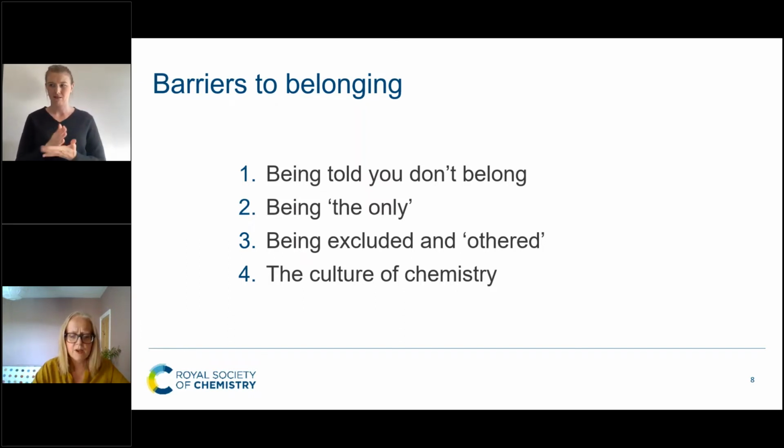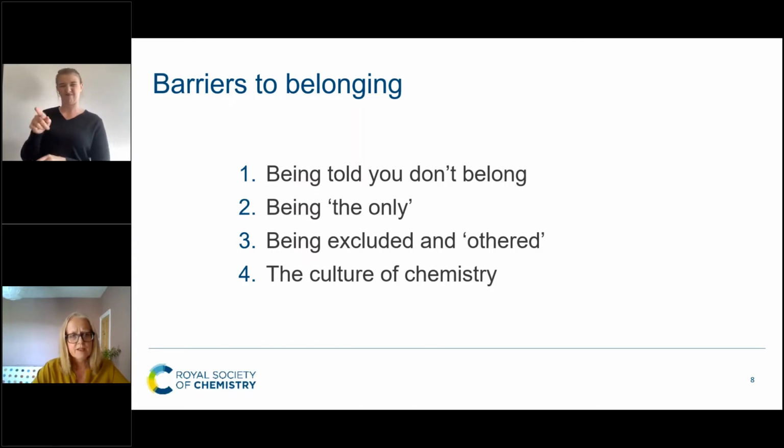I think there were a number of chemists, very successful chemists actually, who'd been told early on in their careers that chemistry wasn't for them, that they wouldn't get funding for a PhD, that they'd never be a lecturer, that they didn't have the right science background, they didn't have the right class or socioeconomic background. They didn't look and behave like a proper chemist, if you like, whatever that means. So being told you don't belong is a major barrier to belonging.